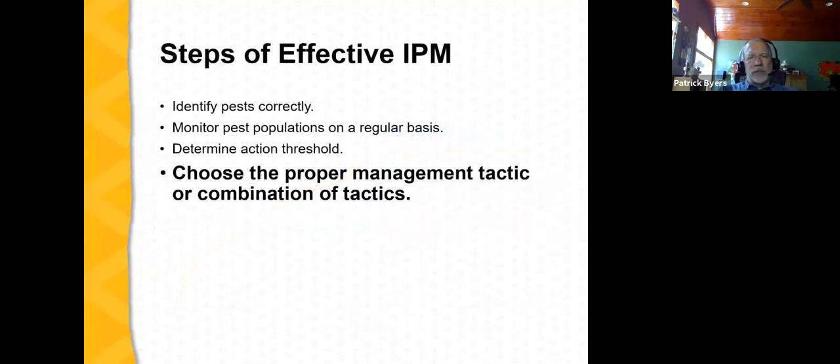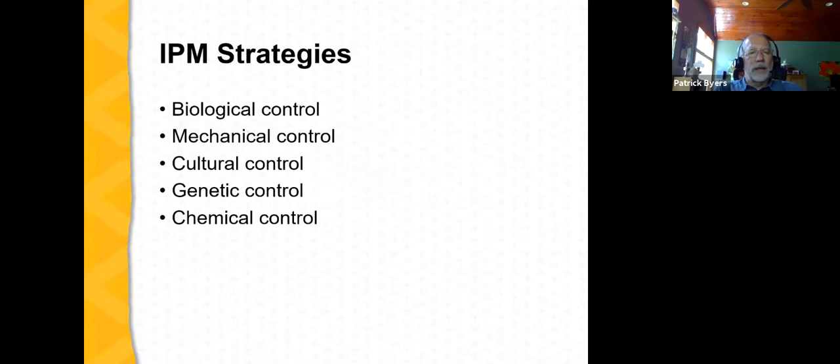The next step, of course, is to choose the proper management tactic or combination of tactics. And in many cases, it's a combination of tactics from the standpoint of managing diseases. And we'll take a look at what these strategies are here. We have at our disposal biological controls, mechanical controls, cultural controls, genetic controls, and finally chemical controls.